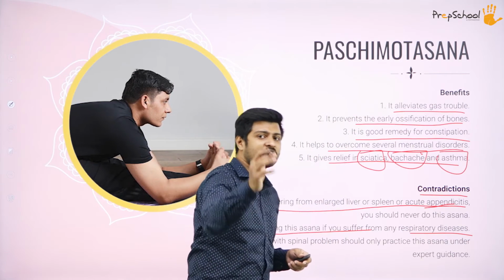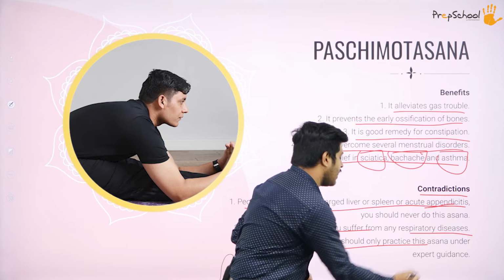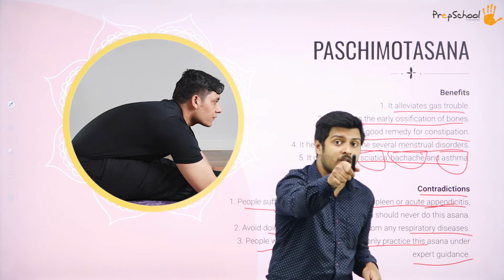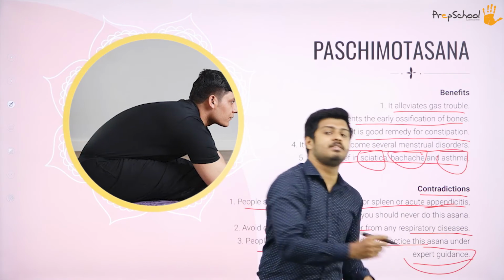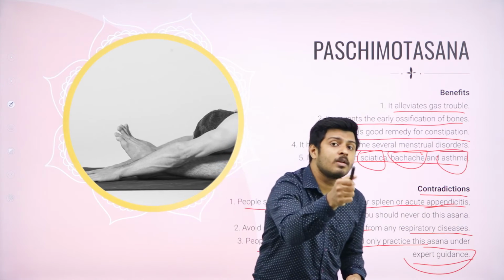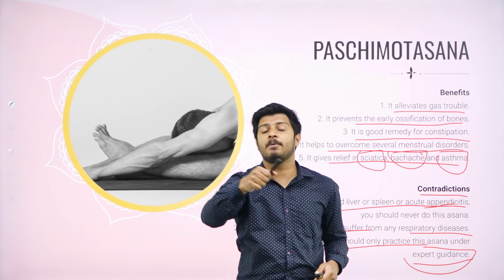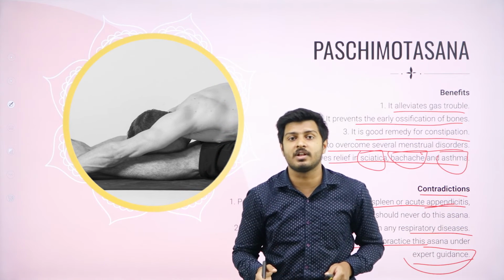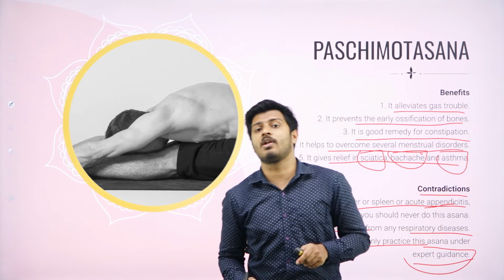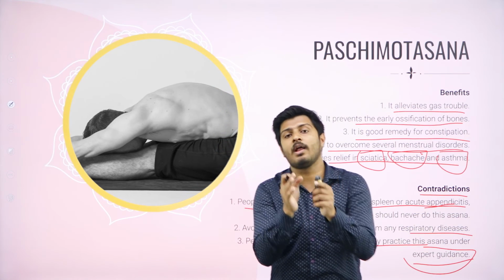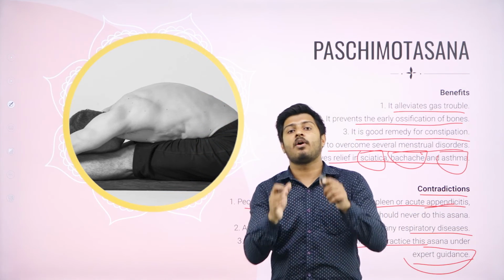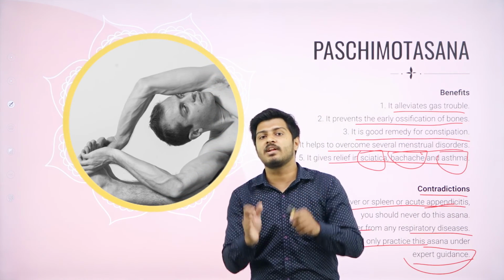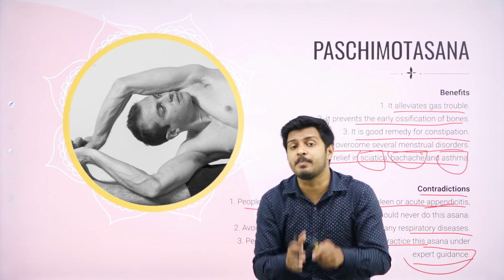Moving on to next contradiction, people with spinal problems should only practice this asana under expert guidance. Again, stress on the word what? Stress on the word expert guidance. People who have problem with the spine should not be practicing this. That's not the point. People who have a spinal problem should not practice this if you don't have any expert supervision around you. If you want to practice this particular asana, even though you're having spinal issue, you should have any yogic expert or yogasana expert around you when you practice this. It should not be practiced without a strict supervision or an expert supervision.